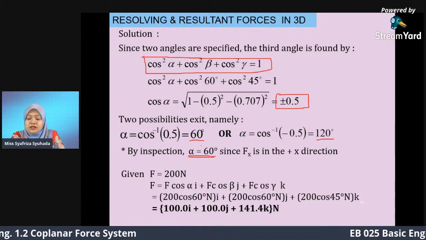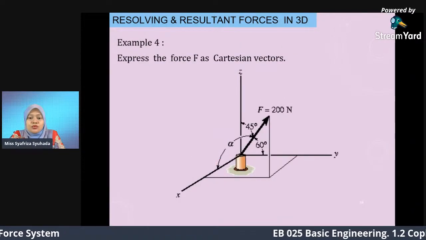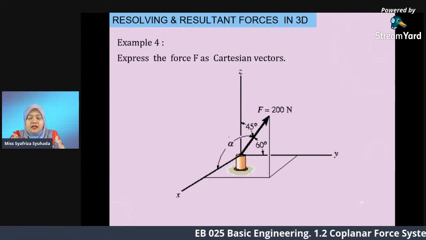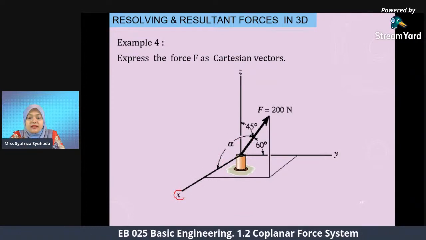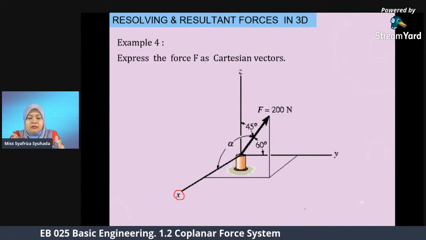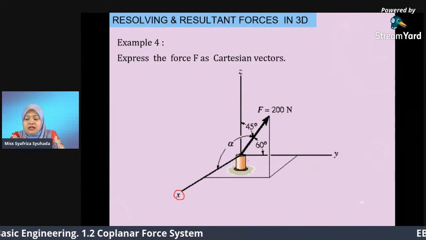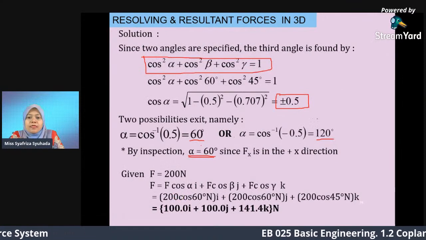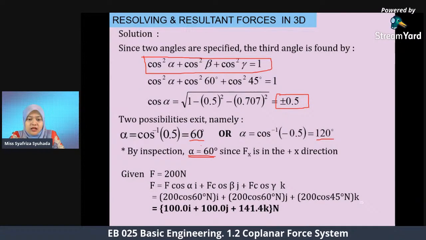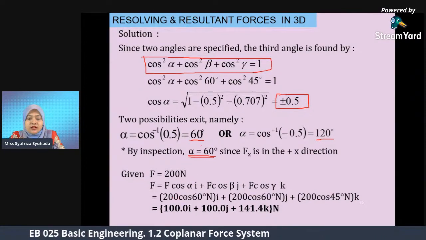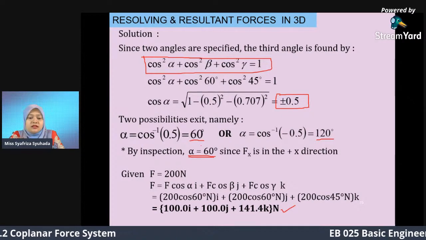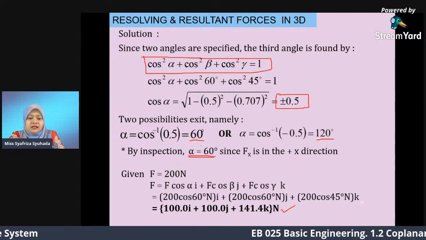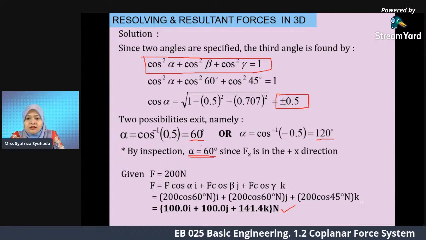Why 60 darjah? Sebab sudut yang diberikan adalah secara positif x-axis. Positif x-axis, so kita akan menggunakan 60 darjah. Melebihi daripada 90 darjah iaitu 120, dia adalah negatif actually. So kita gunakan 60, masukkan dalam calculator, tekan calculator, so we get the answer. Alright, class?